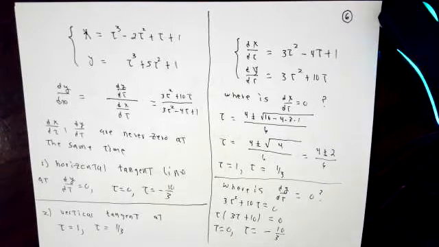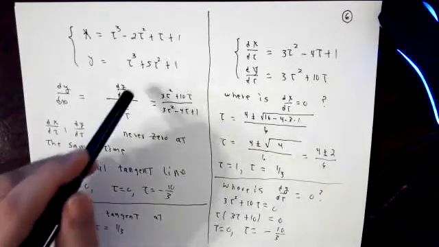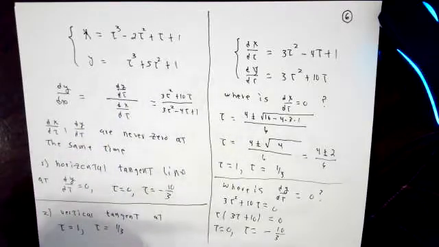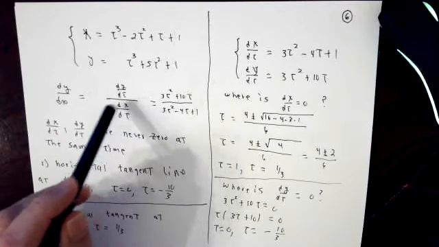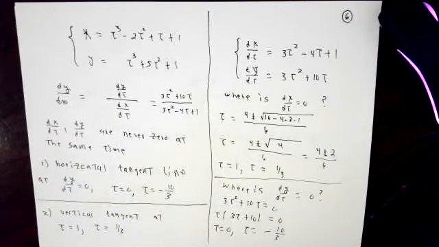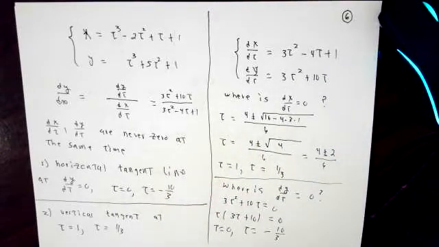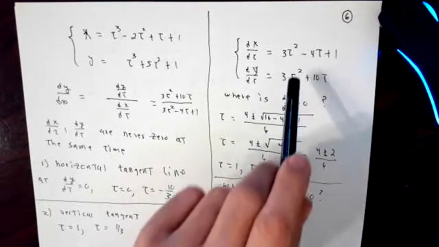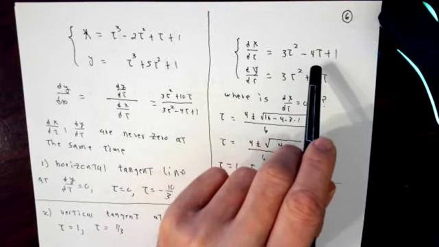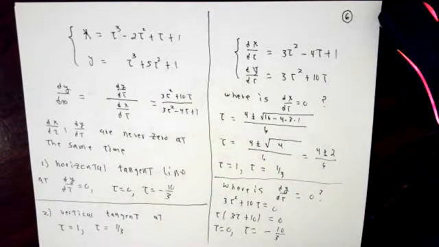Now, I've got to be careful about some things. When is the dy/dt going to be 0? When is the dx/dt going to be 0? So write out formulas for dx/dt and dy/dt. When is dx/dt going to be 0? When is 3t squared minus 4t plus 1 equal to 0? That's a quadratic equation.